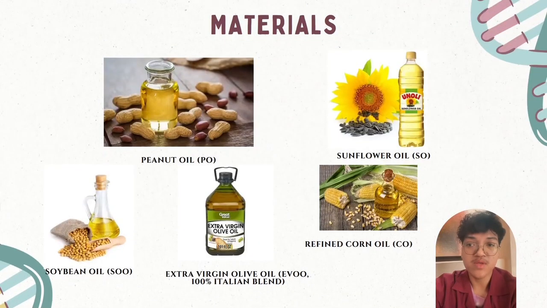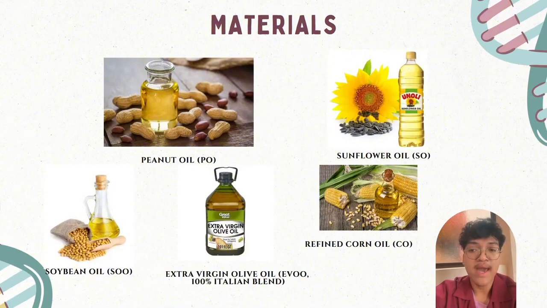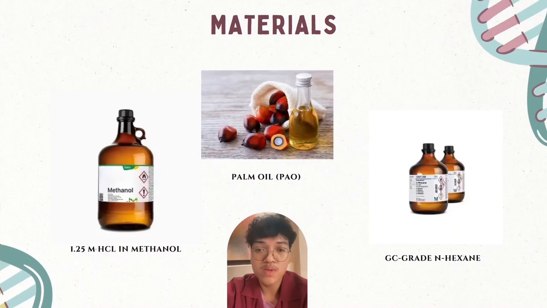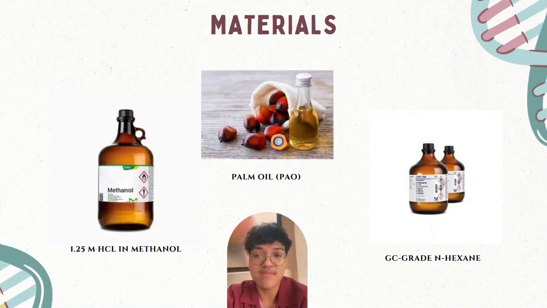In this experiment, we use peanut oil (PO), sunflower oil (SO), soybean oil (SOO), extra virgin olive oil (EVOO), refined corn oil (CO), and also palm oil (PAO), 1.25 M HCl in methanol, and lastly the FAMEs in hexane.